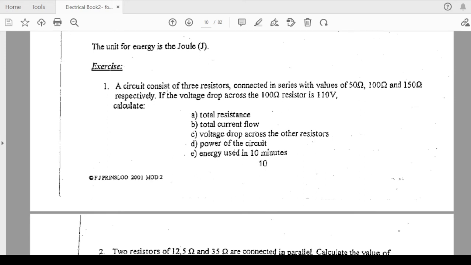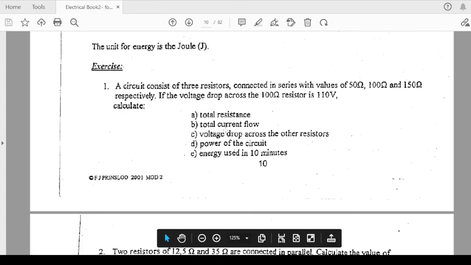A circuit consists of 3 resistors connected in series with values of 50 ohms, 100 ohms, and 150 ohms. So there are 3, all of them in series. If the voltage drop, meaning voltage loss, across the 100 ohms is 110 volts, it's losing 110 volts, this one. Calculate the following: total resistance.